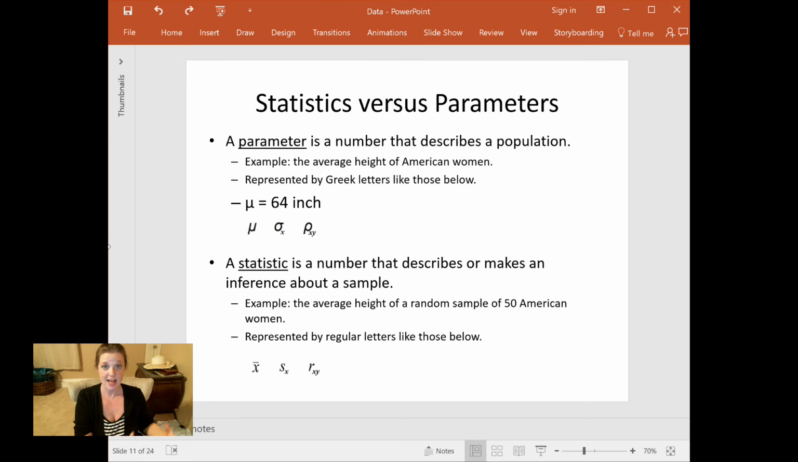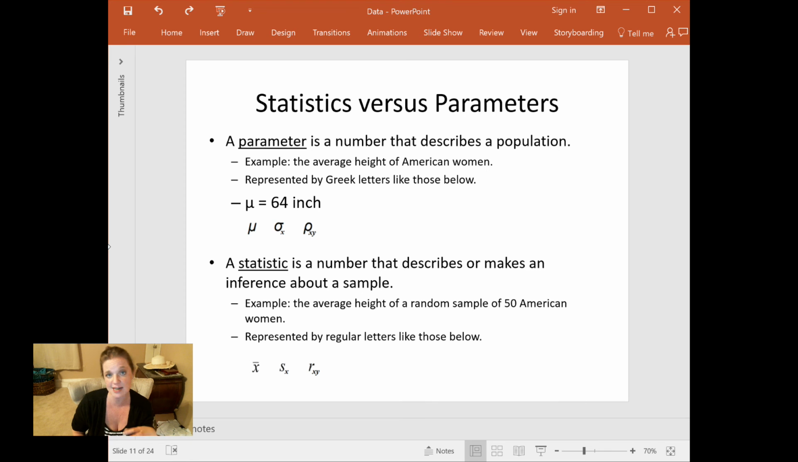64 inches is a parameter of the population American women. It's that characteristic of their height. Their average height is 64 inches. And we call that a population parameter. It's a characteristic of a population, and specifically a numerical characteristic. Like the average height is 5'4". The average number of children is 2. All of those are examples of population parameters.